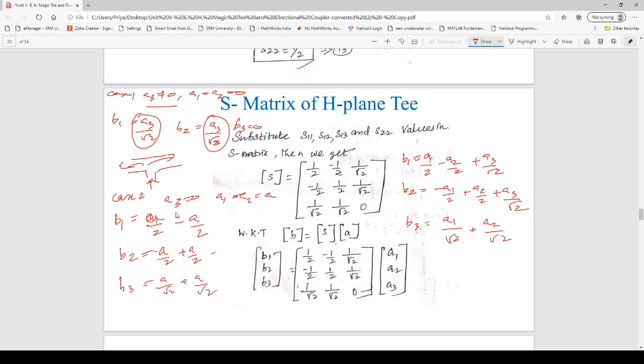So if I give input at port 1 and port 2, I am not getting anything at port 1 and port 2, I am getting it at port 3. It is summing up, see, the input is summed up. This is why it is called the sum arm. Likewise I can take different cases and solve it for different conditions. So this is my H plane.